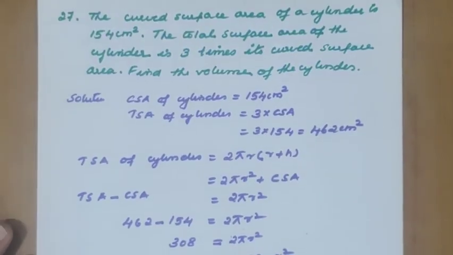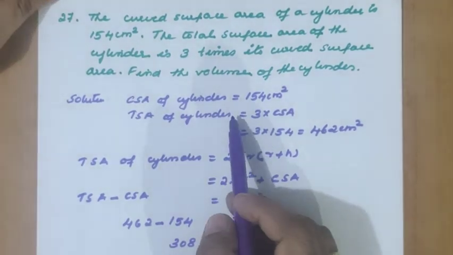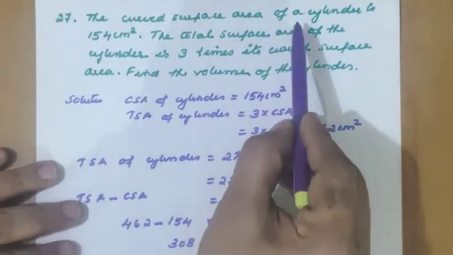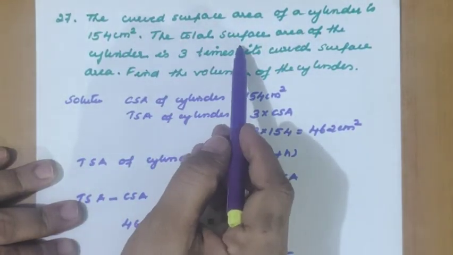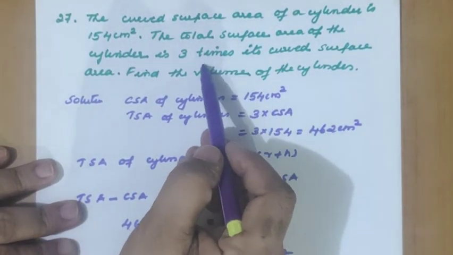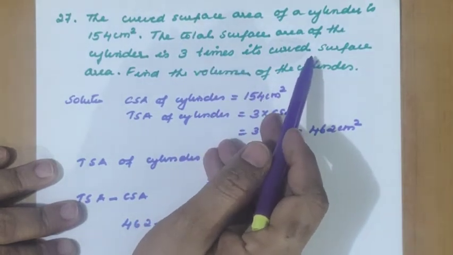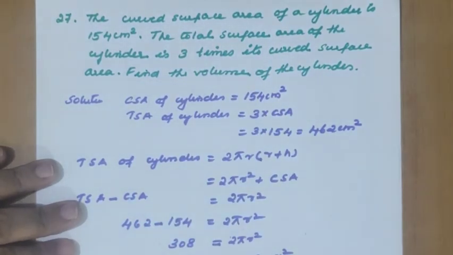Question number 27. The curved surface area of the cylinder is 154 centimeter square. The total surface area of the cylinder is 3 times its curved surface area. Find the volume of the cylinder. So what is the CSA of the cylinder? It is given that 154, and the condition is given the total surface area of the cylinder is 3 times the curved surface area. That means TSA equal to 3 into CSA.